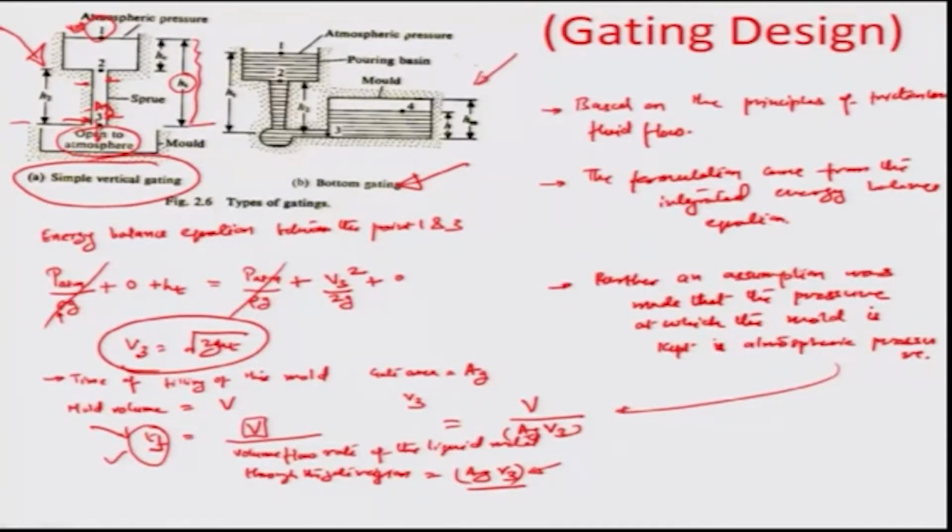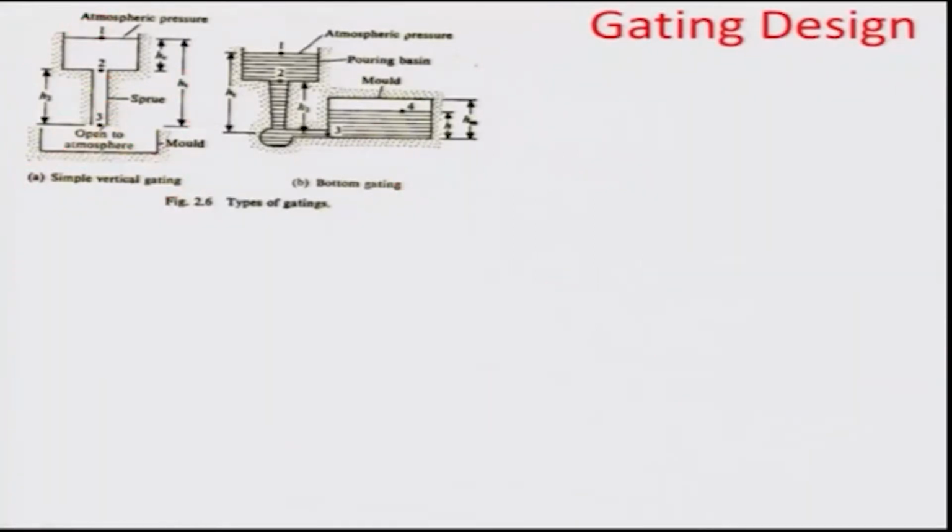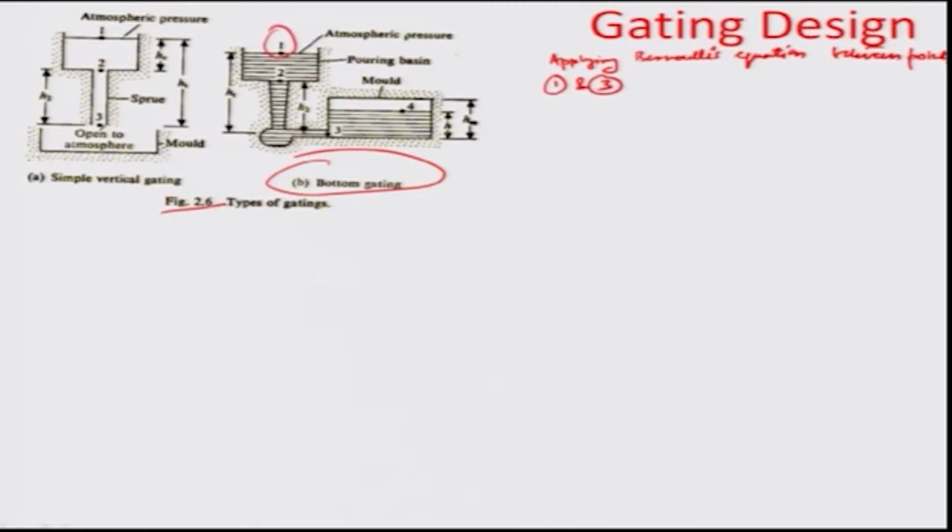Let us now look into the other design, that is the bottom gating design, and try to estimate how we can apply Bernoulli's equation in this particular case. So, in this B part of this figure, if we apply Bernoulli's equation between points 1 and 3. Point 1 is here, point 3 is the gate right about here.